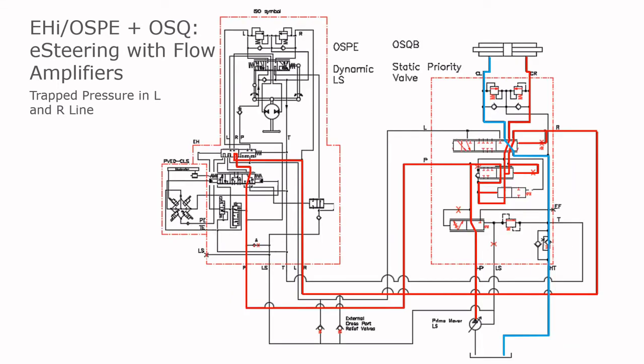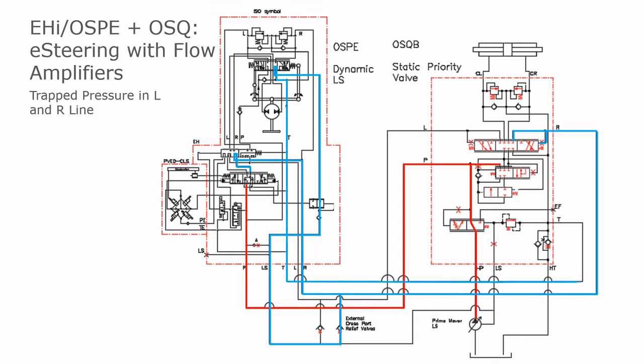The OSPE and EHI do not have the X types available. Instead, the trap pressure problem can be addressed by adding external check valves, so oil can flow from the L or R line to the LS line. When steering, the pressure in the LS line will match the steering pressure required, but when the spool is in neutral position, the LS line will be connected to the tank, so the L and R line can drain.